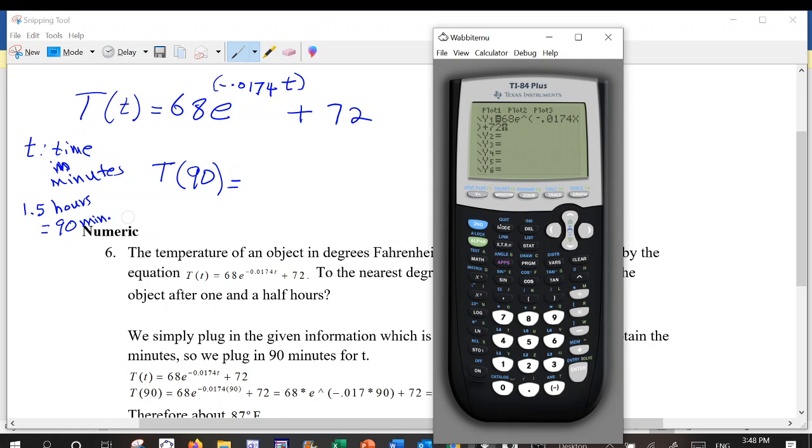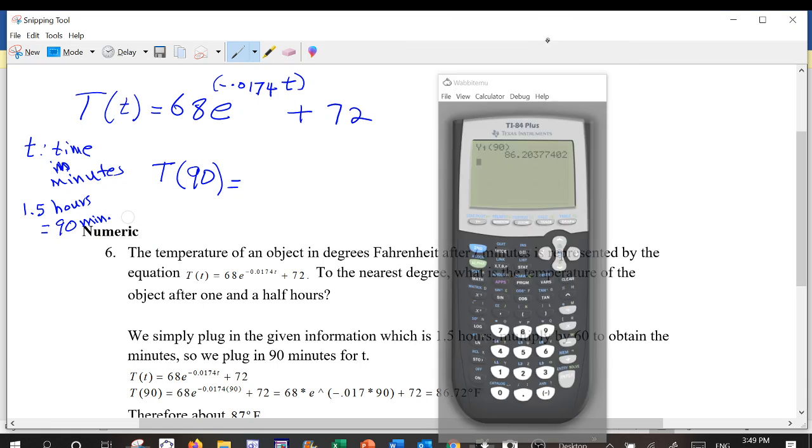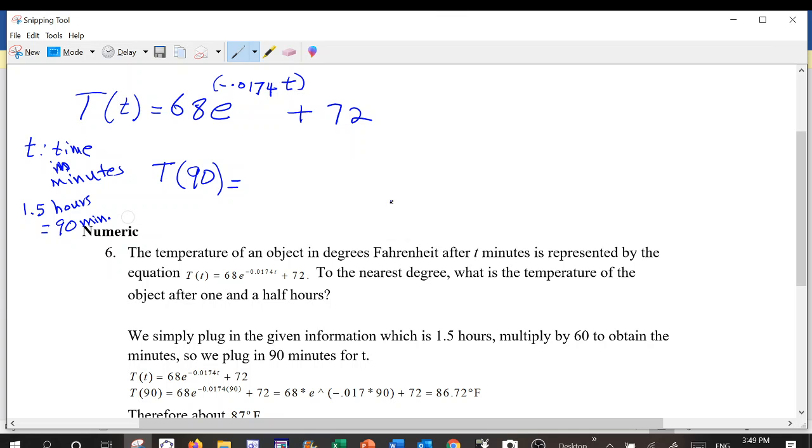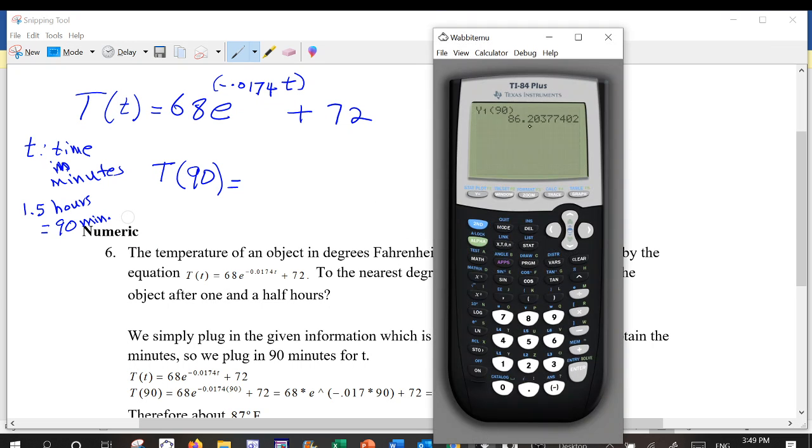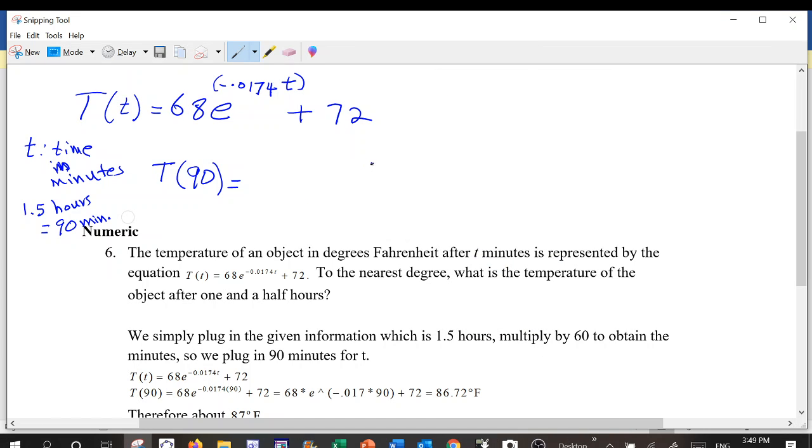Then you can get out of here, second, quit, go to home screen, and then go to variables, then y variables, then function, and it's the first one, y1. Press enter, and then put parentheses 90. There. So 86.2 degrees is the answer, 86 point, whatever that was, 86.2 something. If you don't do any rounding, that's what the answer is going to be.